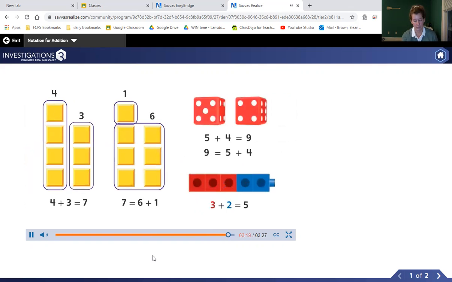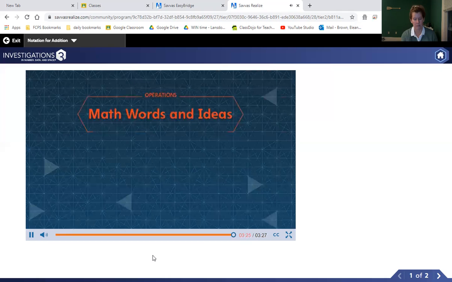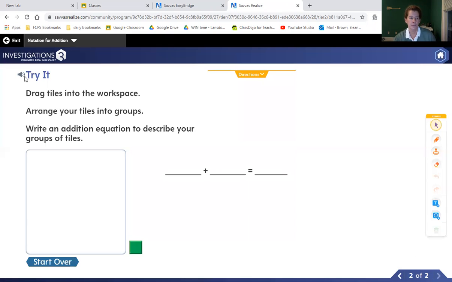I can use math symbols to show addition. Try it. Drag tiles into the workspace. Arrange your tiles into groups. Write an addition equation to describe your groups of tiles.